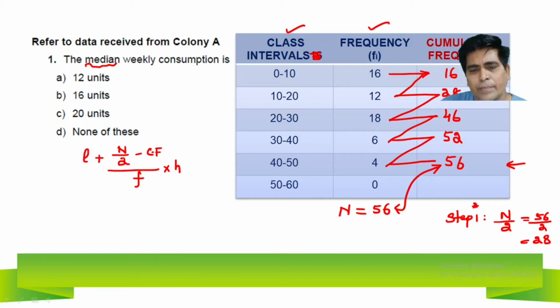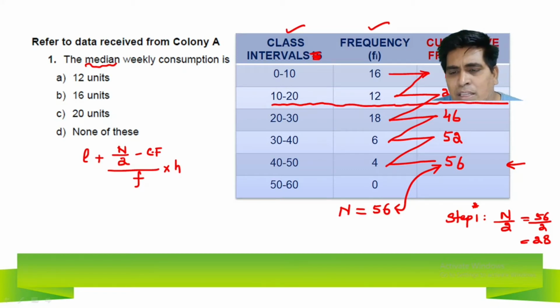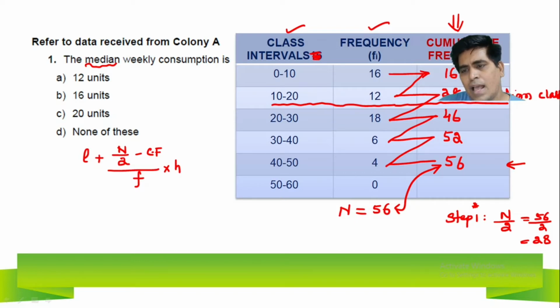So I am highlighting that row. You have to look in the cumulative frequency for the value nearest to n by 2. 28 is the nearest value, so you have to declare this as the median class. This is the median class.